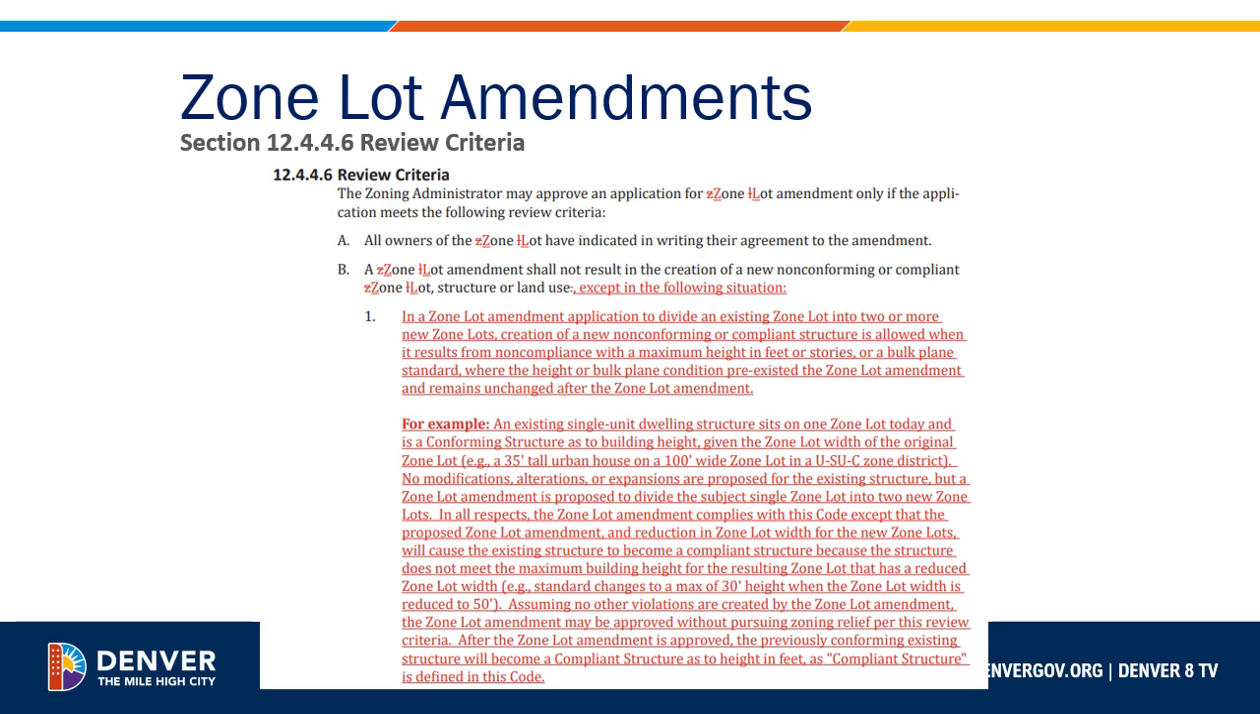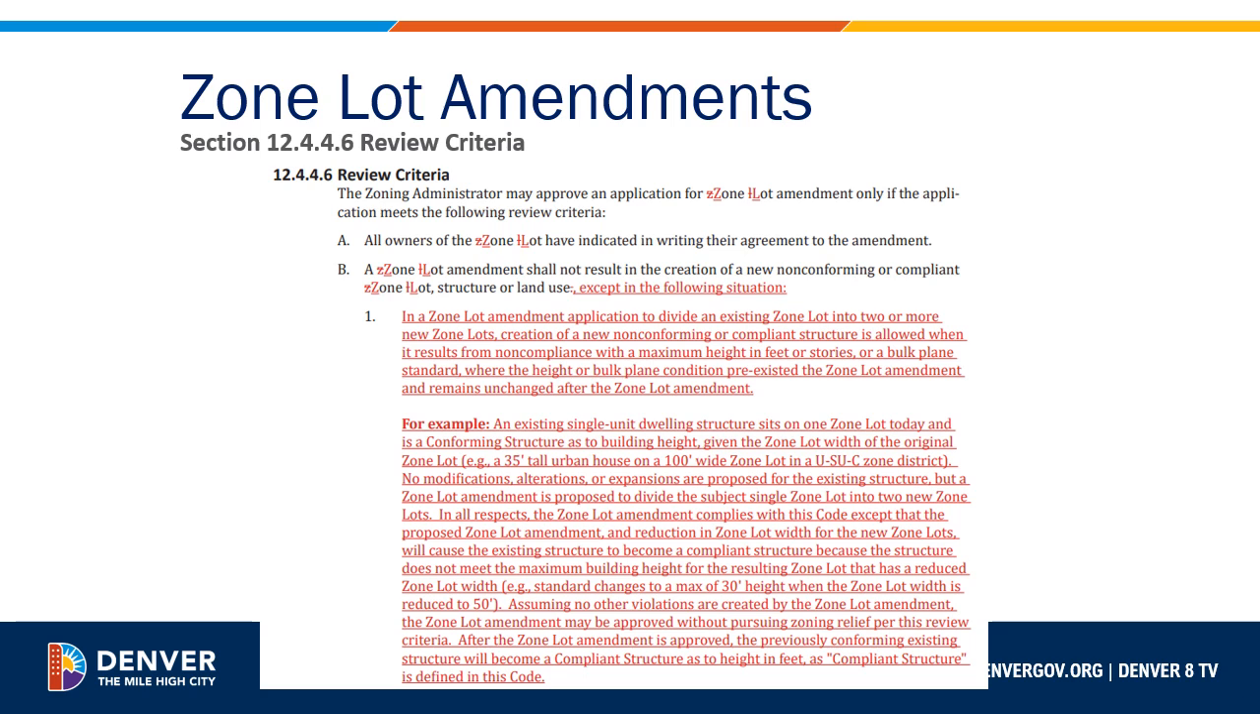This change to 12.4.4.6, the review criteria, creates a new exception to the review criteria to allow staff to approve certain zone lot amendments when the existing zone lot is divided or split, not combined, and an existing structure falls out of compliance in terms of height in feet or stories, or a bulk plane standard. This occurs when the base plane elevation changes enough to throw an existing structure out of compliance with a height standard because of a change in the location of the side interior zone lot lines.